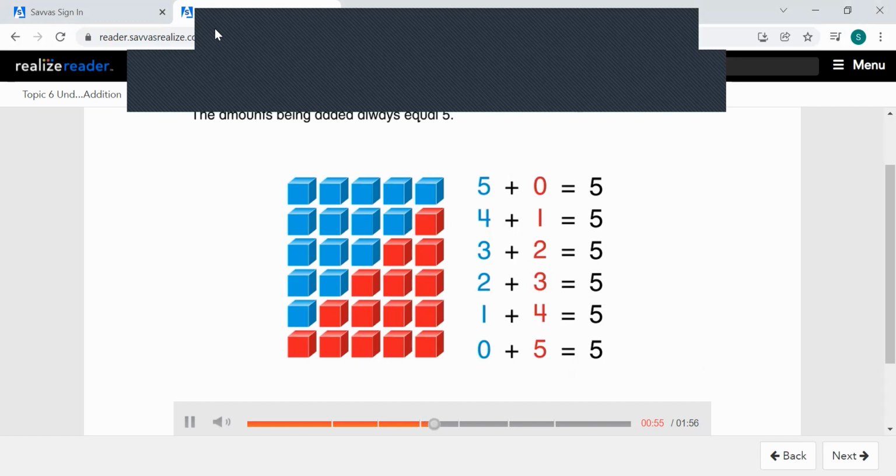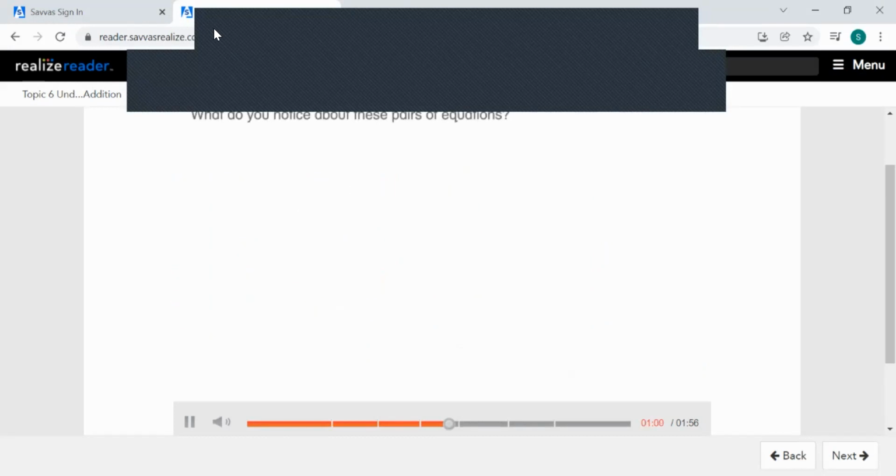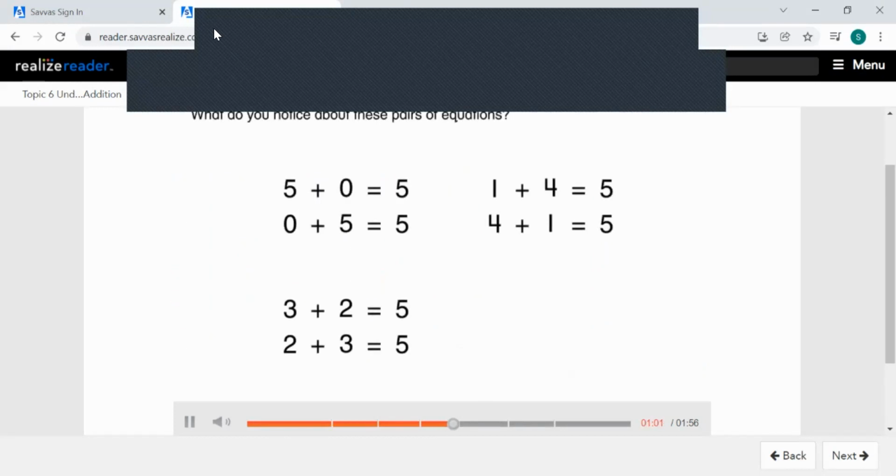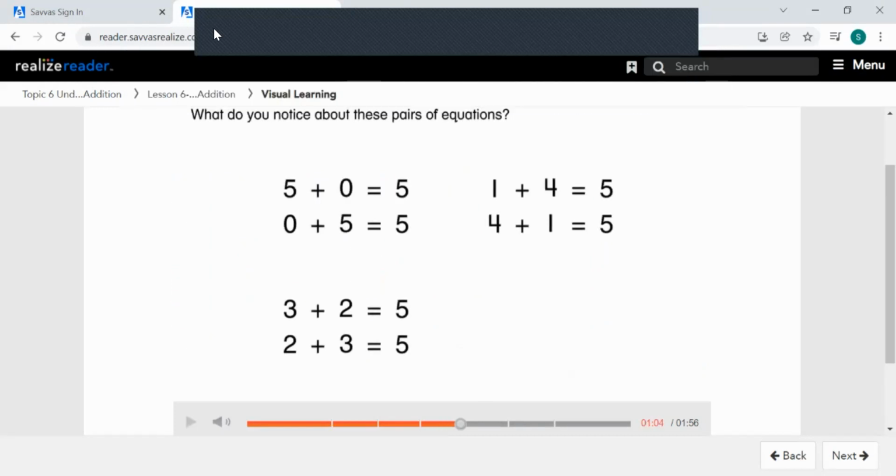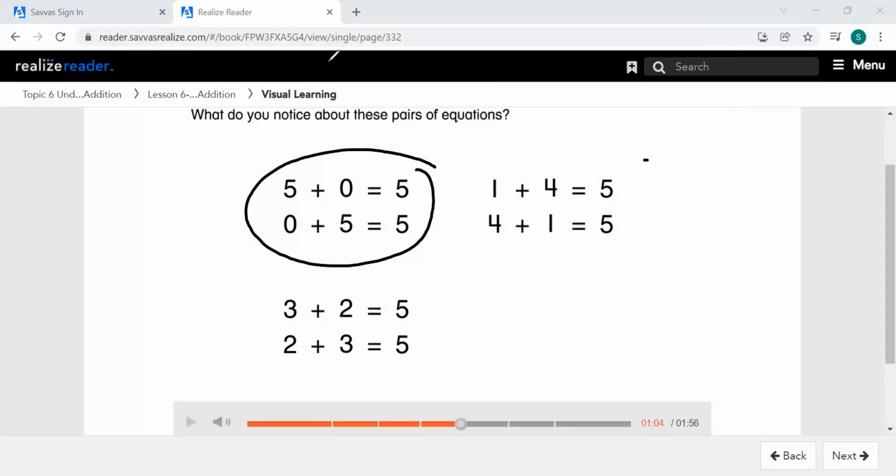The amounts being added always equal 5. What do you notice about these pairs of equations? All right, look at these pairs. So here's one pair. Here's another pair. And here's another pair.